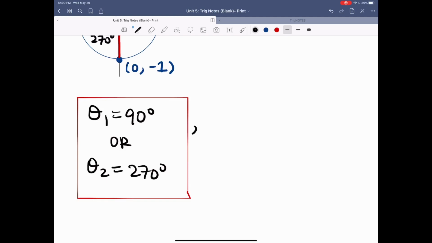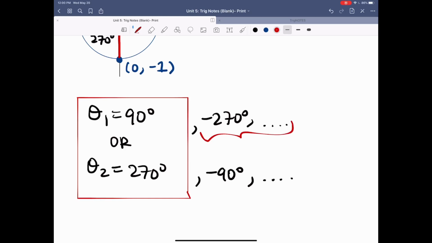Coterminal angles, such as I could have subtracted 360 from that and I get -270 degrees, and there's a bunch. And for this one, I could have subtracted 360 degrees again and gotten -90 degrees, or I could have added 360, right? So these are all coterminal angles that are possible, and that's why at the beginning I needed to indicate the domain to make this question work.